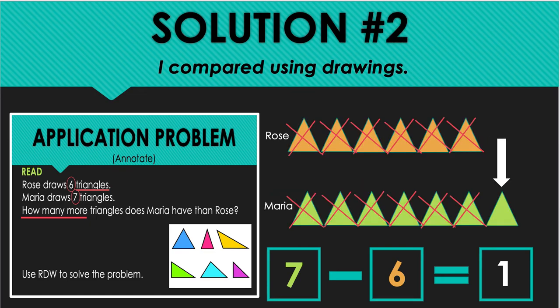Solution number 2. I compared using drawings. Here you see I drew 6 triangles for Rose and 7 triangles for Maria. I compared them by crossing out the triangles for Rose and Maria until I had one triangle left over. My number sentence again was 7 minus 6 equals 1.